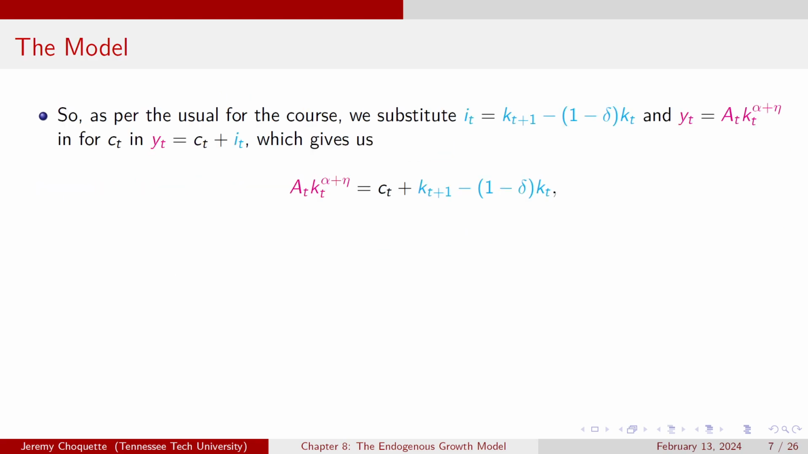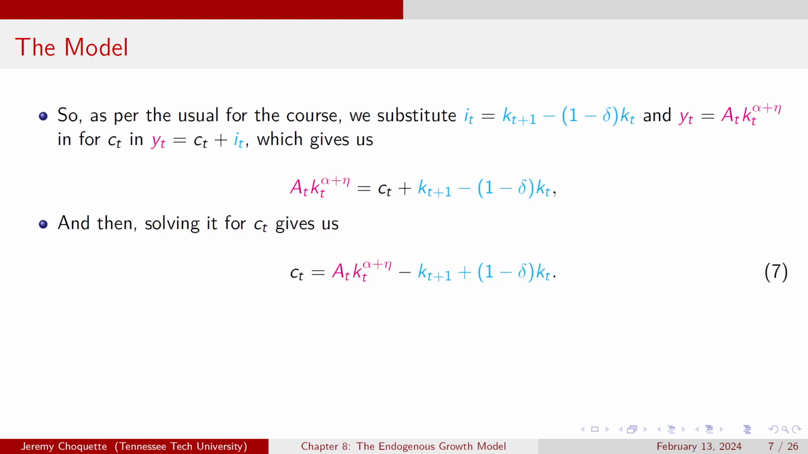As per usual, I just substitute everything into that resource constraint, and that gives me A times k to the alpha plus eta equals c plus k_{t+1} minus (1 minus delta) times k_t. Then solving it for c_t, I just subtract that k_{t+1} and add (1 minus delta) k_t to the other side, and that gives me c_t equals A_t times k_t to the alpha plus eta minus k_{t+1} plus (1 minus delta) k_t, right? So that's output minus investment, right? The pink minus the blue. Output's pink, investment is blue, pink minus blue, output minus investment.